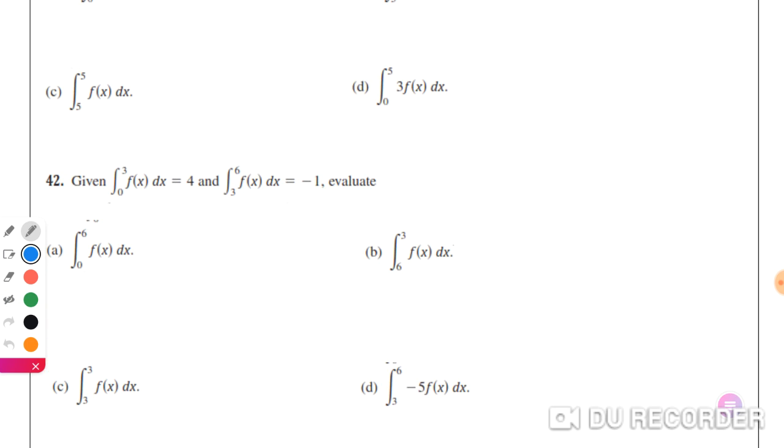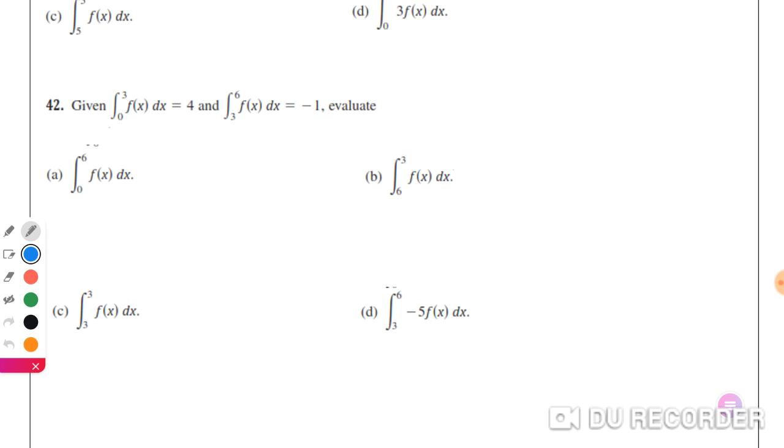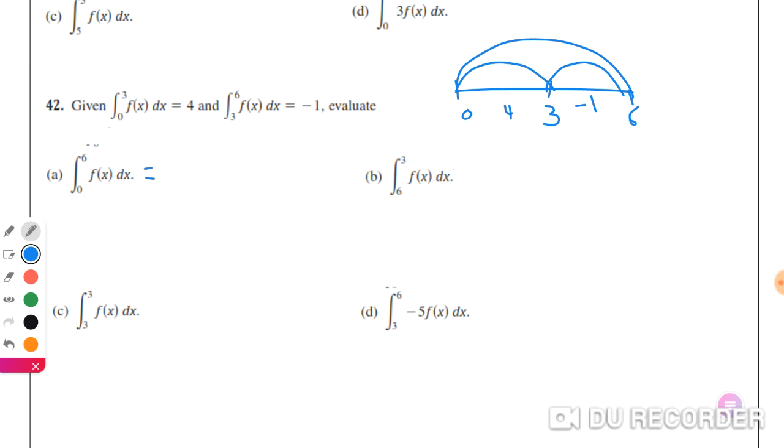Look here, this one is also so trivial. I know the integral from 0 to 3 is 4, and from 3 to 6 is negative 1. I ask you to find the integral from 0 to 6. It is what? It will be 4 plus negative 1, which is 3.